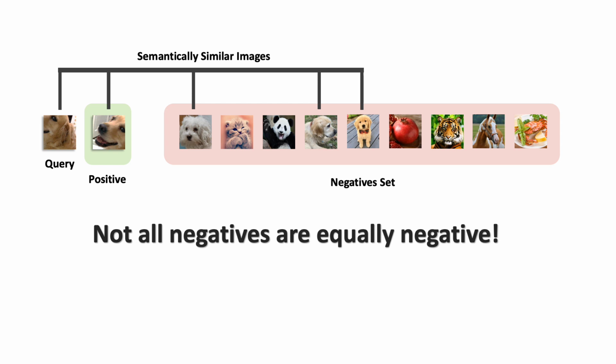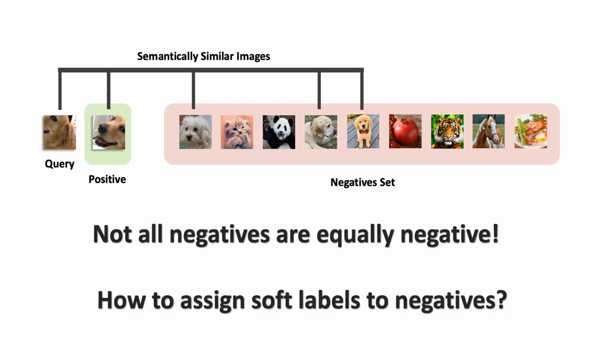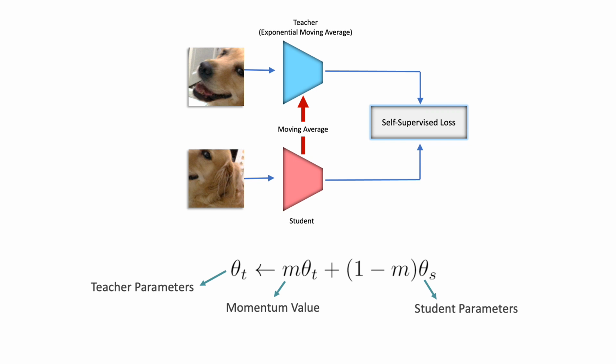Our goal is to relax the binary distinction between positives and negatives in contrastive learning by assigning soft labels to negatives. Now, the question is how to assign soft labels to negatives. In recent self-supervised models, it's popular to train two different encoders, where the second one is an exponential moving average of the first one. In our work, we call the moving average encoder the teacher and the other encoder the student.